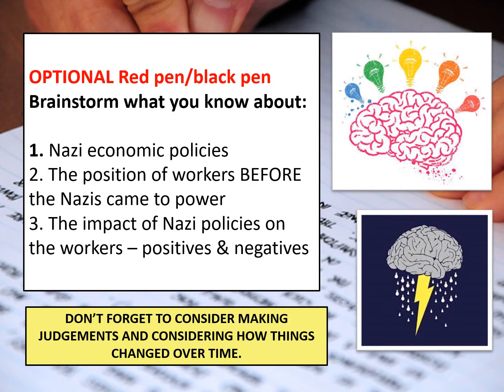To begin with, it's worth trying to see what you can remember about the workers already, and you could do a quick red pen, black pen activity. This is where in one colour you'll brainstorm what you already know about Nazi economic policies, the position of workers before the Nazis came to power in the Weimar Republic, and then also thinking about what policies can you remember that they had, what were the positives and negatives of those policies. So pause the video here if you want to see what you can remember.